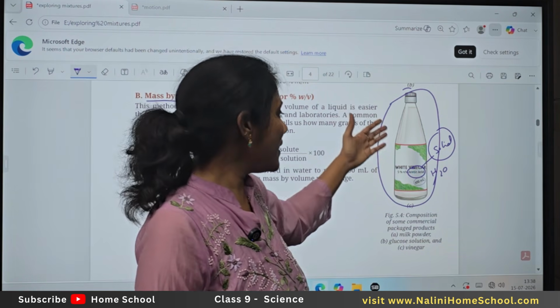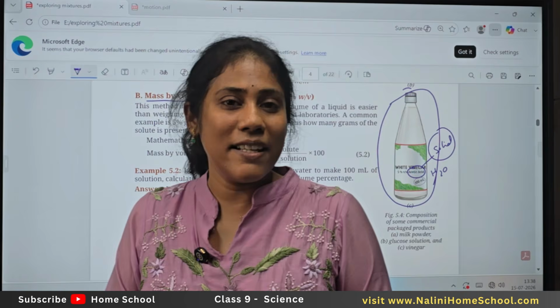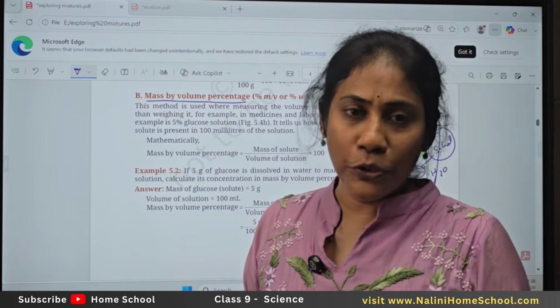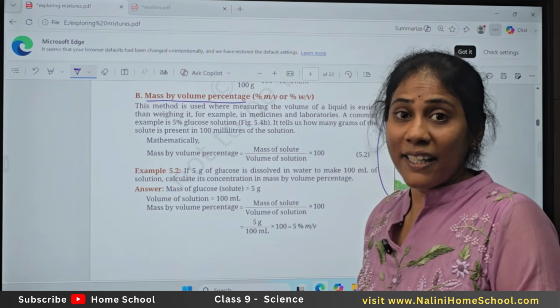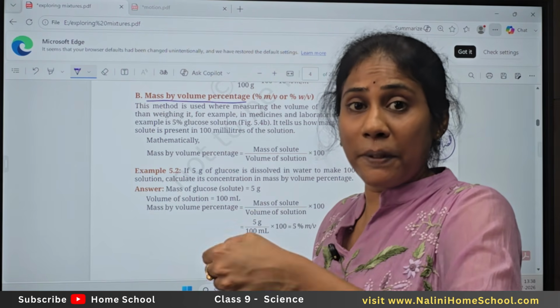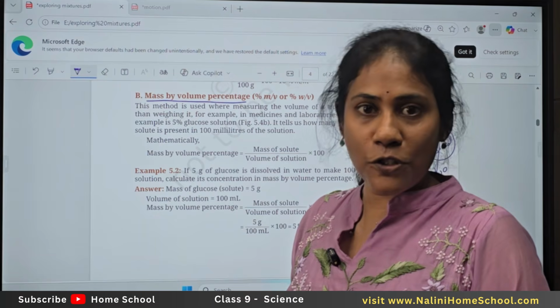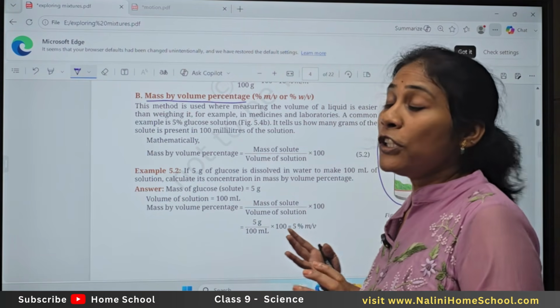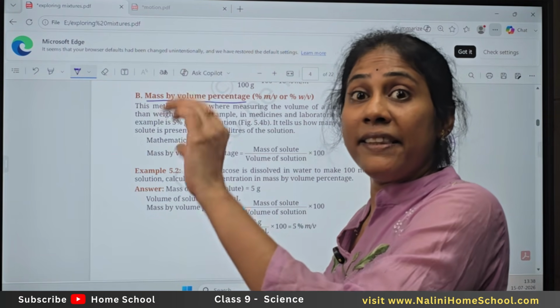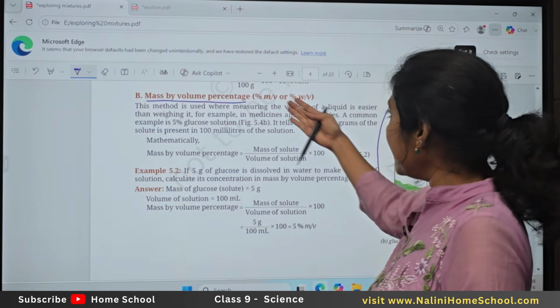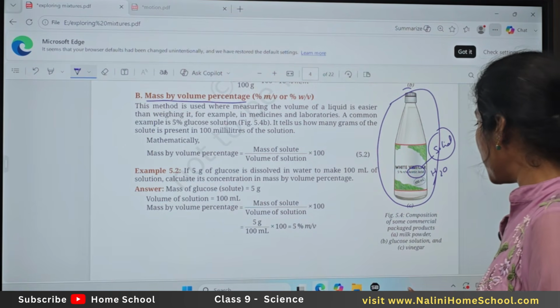Usually, where do you use this term? In the case of medicine, guys. Most of the tonics, all that medicine that you drink, most of them are liquids, but actually how are they prepared? Some solids are mixed with some liquids and made into a solution. And if you want to know how much solid is in that 100 ml of solution, then this particular term is used here.